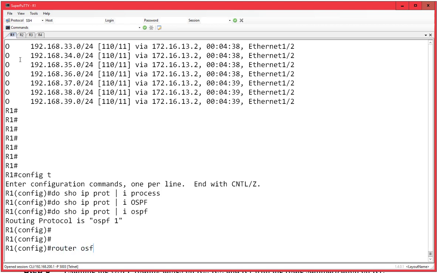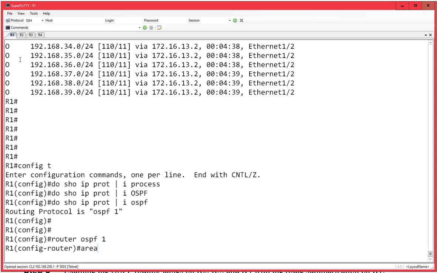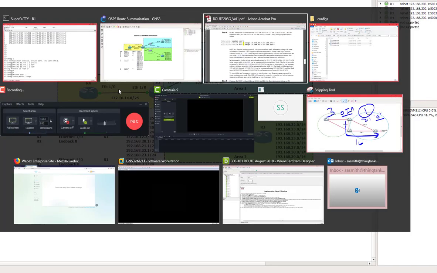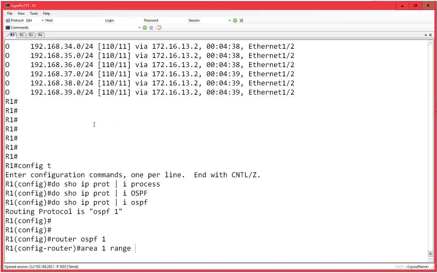So router OSPF 1 and area 1 range. And that was going to be, what was the networks? 192.168.20.0 with a mask of 255.255.252.0. That is a block of 4 starting at 20. Because 20 is evenly divisible by 4, this is allowed. It has to do with the way the binary math is calculated. But a block of 4 starting at 20, okay, which is going to include 20, 21, 22, and 23.